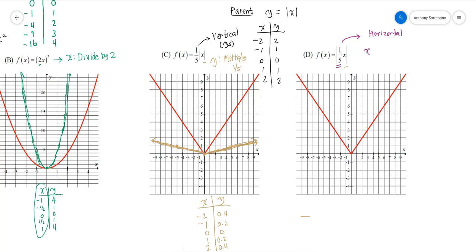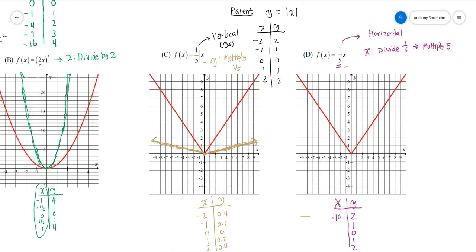And it's going to affect my x coordinates. The operation I'm seeing here is a multiplication of 1/5. So this is telling me I should be dividing the x's by 1/5, which, by the way, is the same thing as multiplying by 5. So when I do my table, going back to the parent function, my y's are going to be left alone. Each of the x's are going to be multiplied by 5.